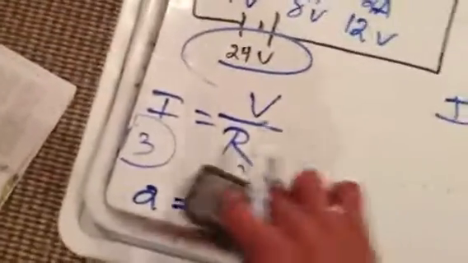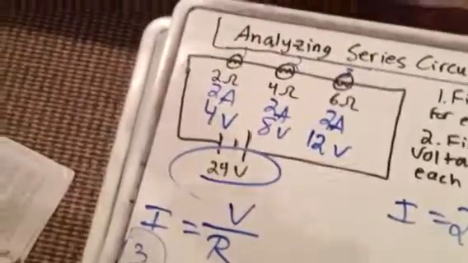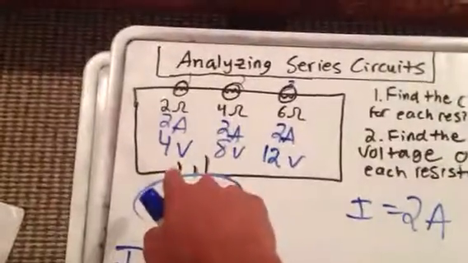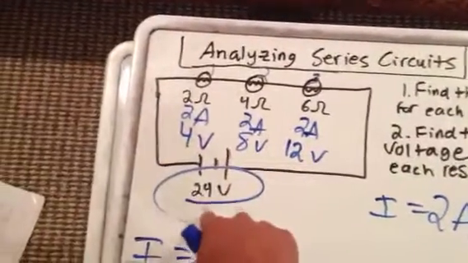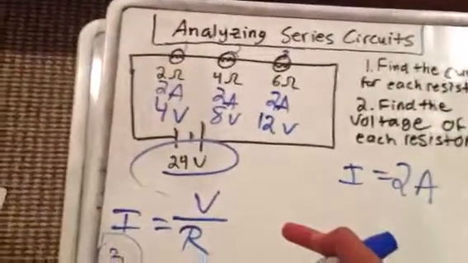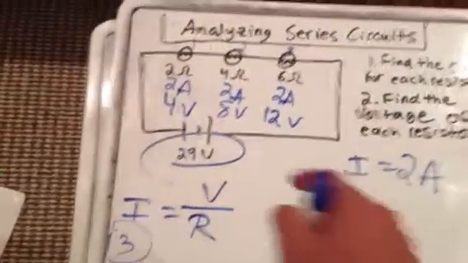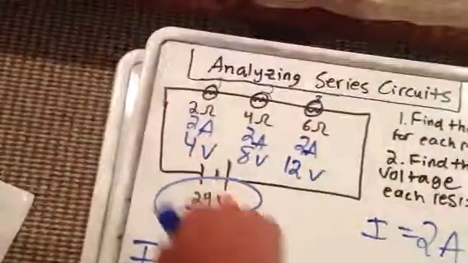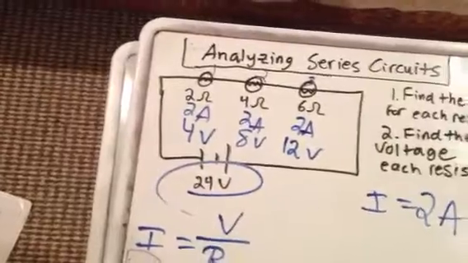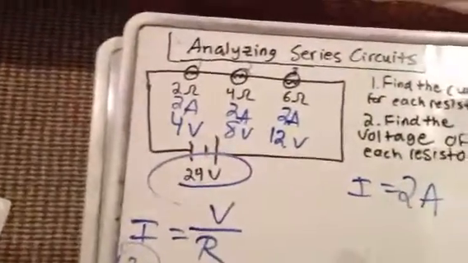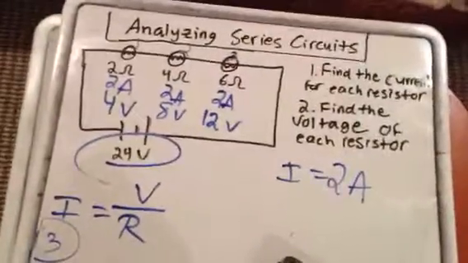There you go. I found the current, and I found the voltage for each resistor. And when you're checking your work, you want to make sure that the individual voltages add up to the battery. 12 plus 8 plus 4, that's 24, so that makes sense. And you also want to make sure that the currents are the same for all 3 resistors because we're in a series circuit. That happens to be the case, so this makes sense and is right.